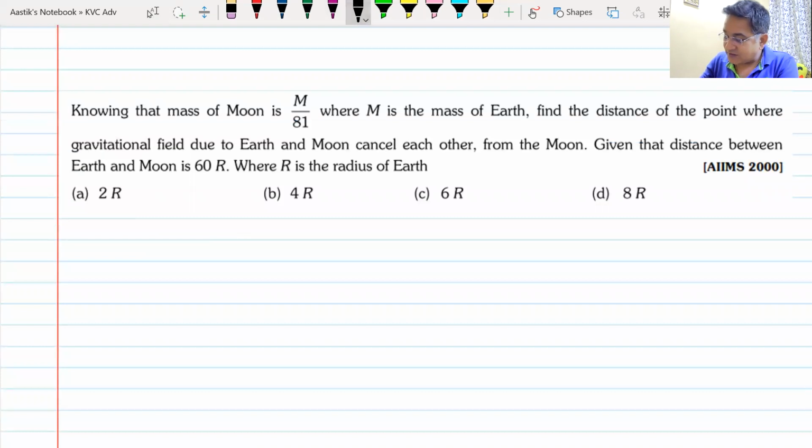Let's see if you can do justice to this one. Knowing that the mass of the moon is m by 81, where m is the mass of Earth, find the distance from the moon of the point where the gravitational field due to Earth and moon cancel each other.